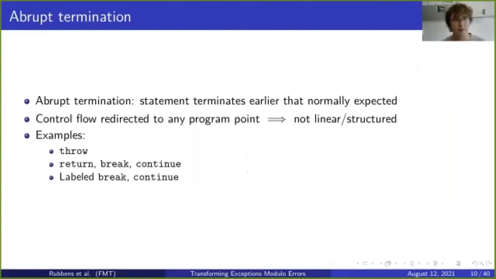Now, as a bit more background to exceptions, we have to discuss abrupt termination. Abrupt termination is a grouping term for when a statement terminates earlier than normally expected. When this happens, control flow is redirected to any program point, which means abrupt termination is not linear or structured control flow, but it's actually a separate category of control flow. Some examples of abrupt termination are the throw statements, return, break, and continue statements, but also labeled break and continue, which give you almost arbitrary control over where you want the control flow to go.